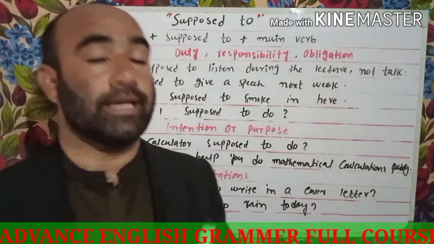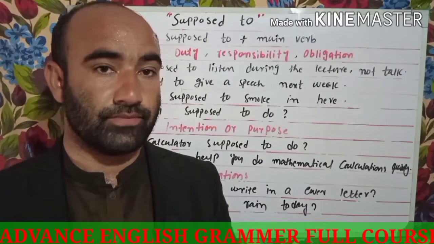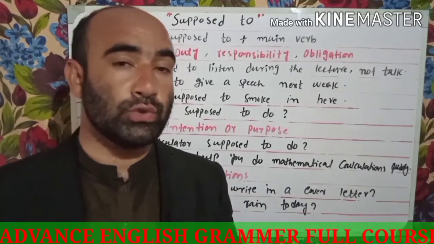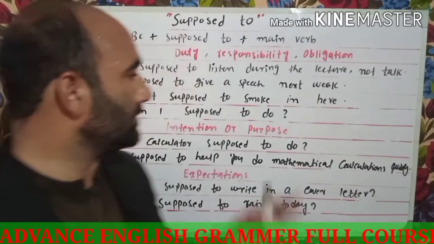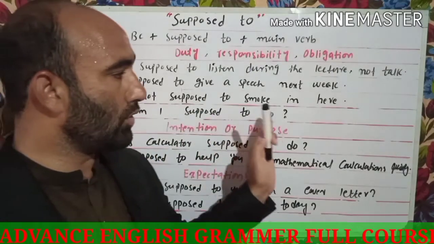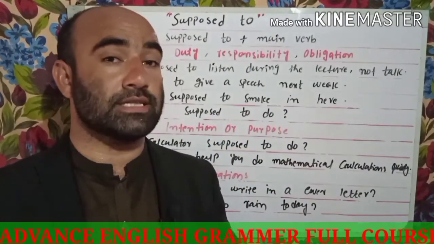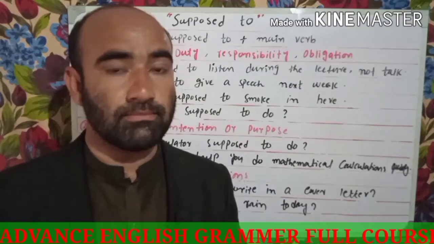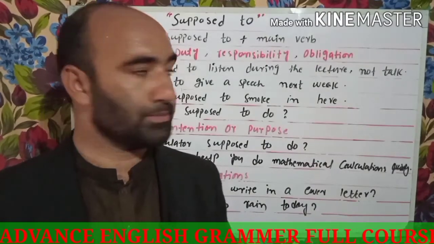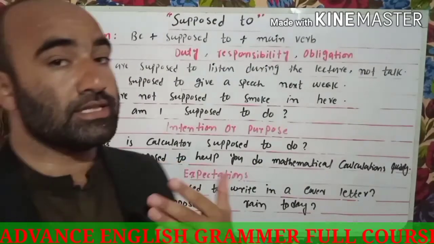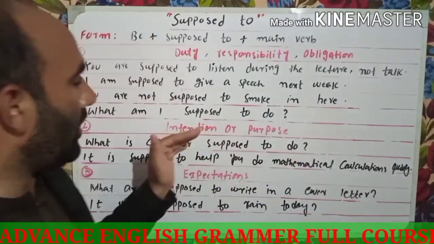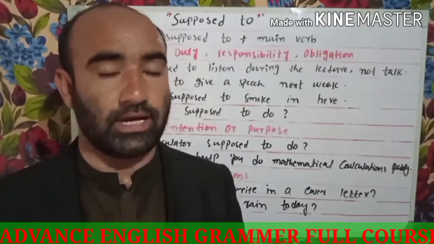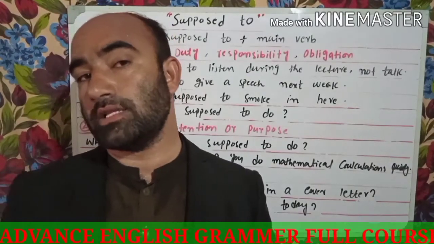And for the negative things, when something is not allowed, when something is prohibited, we also use supposed to over there. For example, you are not supposed to smoke in here. It means smoking is prohibited here. It is not allowed. For the prohibition, we use supposed to. And another way in which the modal verb supposed to is used is for intention or for purpose. What is the purpose? What is the intention of something? We use supposed to for that purpose also.